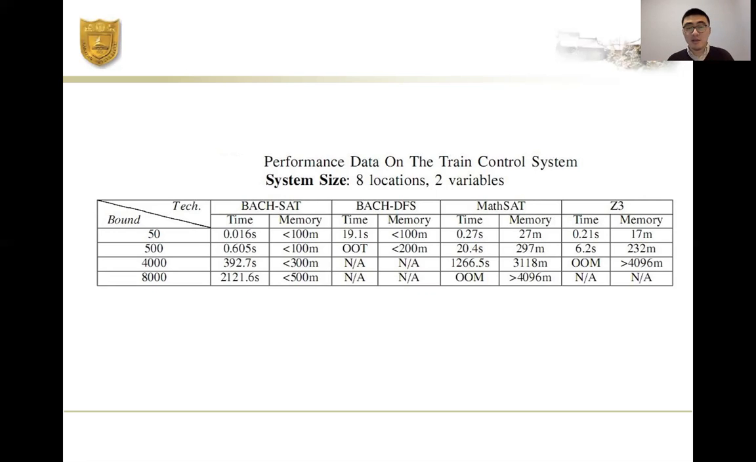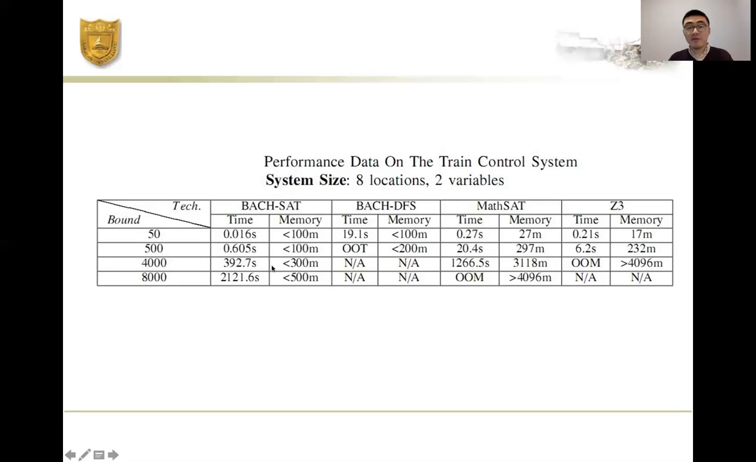But if you're using our method, BarSat, and we enlarge the bound from 500 to 4,000, the time used is 392 seconds. For MathSAT, it used more than 1,000 seconds. For Z3, it's out of memory. We may note that for BarSat the memory is only 200 MB, but for Z3, it's out of memory because the problem is too large for Z3 to handle.